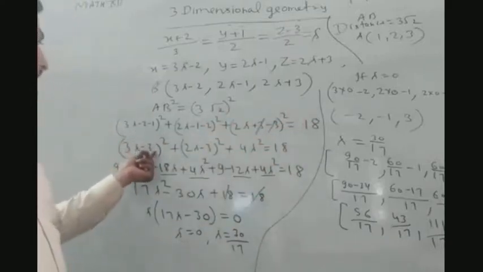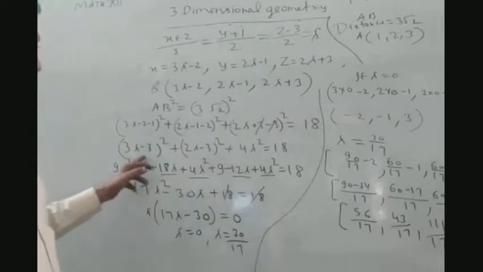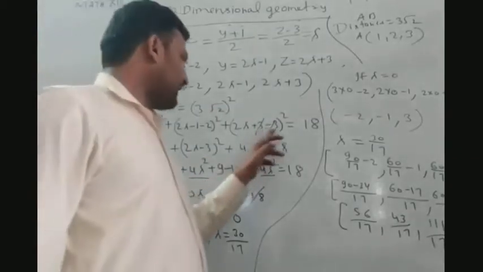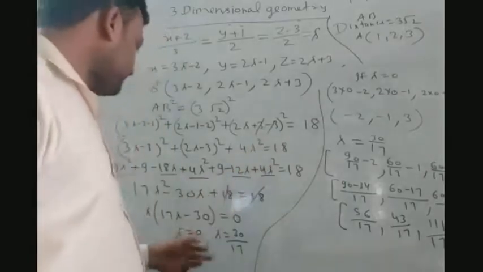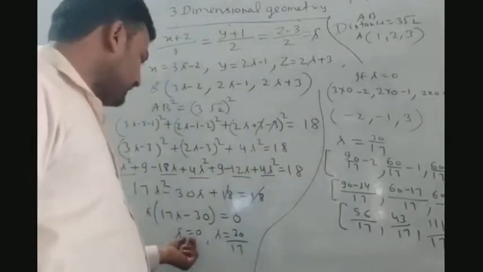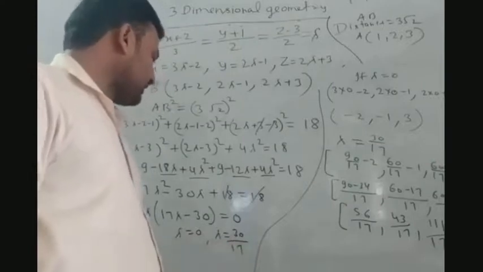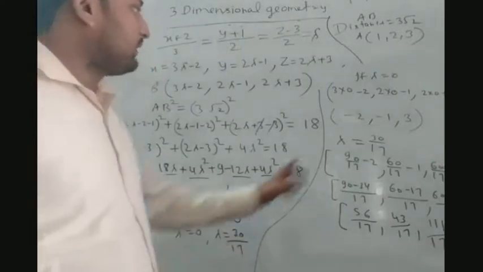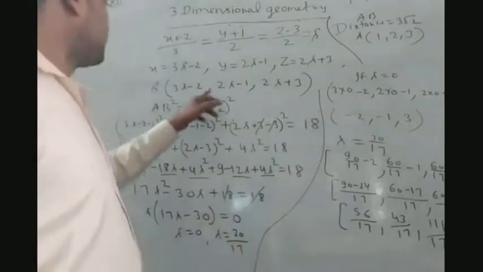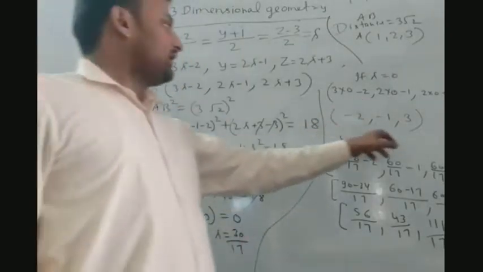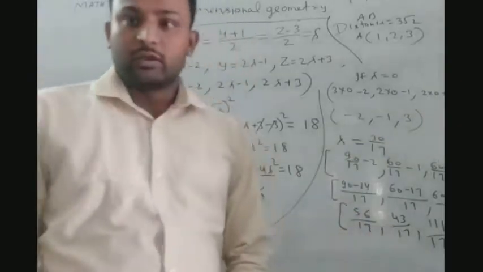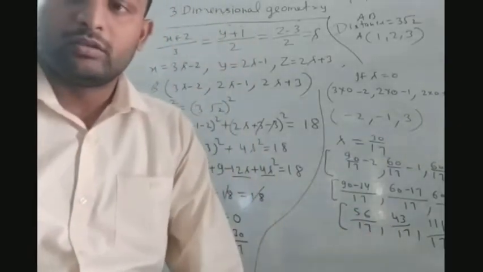Now it is written in this form, using a square plus b square minus 2ab, and the terms cancel, so we get this. When we solve it, we get lambda is 0 and lambda is 30 by 17. Now we get the two points: when we put the first value in the general point we get this, and when we put the second value we get this. This will be our coordinates. Okay, thank you.